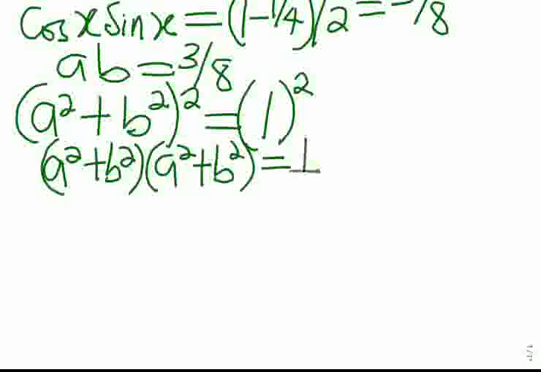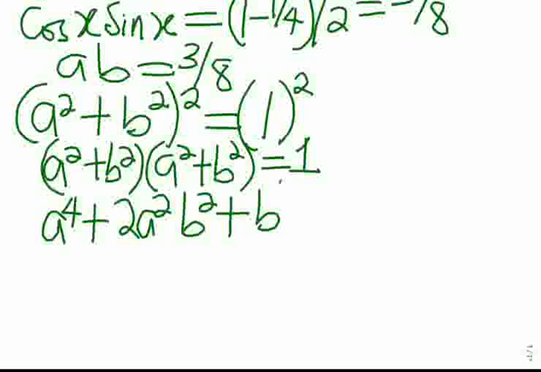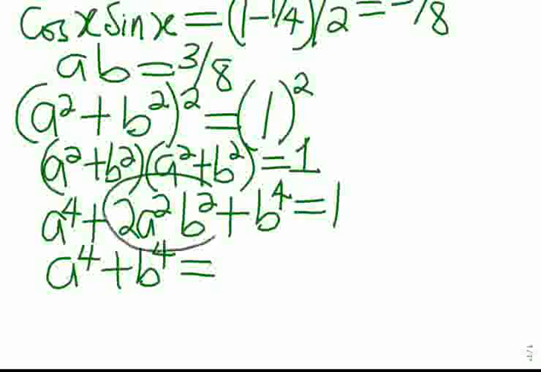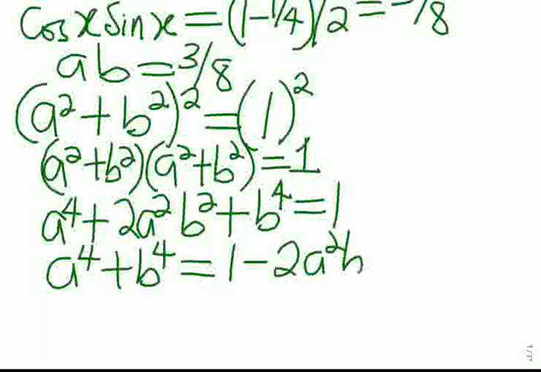If you square 1, you will get 1. If you expand this, it will give you a raised to power 4 plus 2a raised to power 2, b raised to power 2 plus b raised to power 4 equals 1. Let's bring this b raised to power 4 to be by the a raised to power 4. And then let me cross this to the opposite side. That will become minus 2a square b square. So this factorizes as 1 minus 2 into this a square b square.